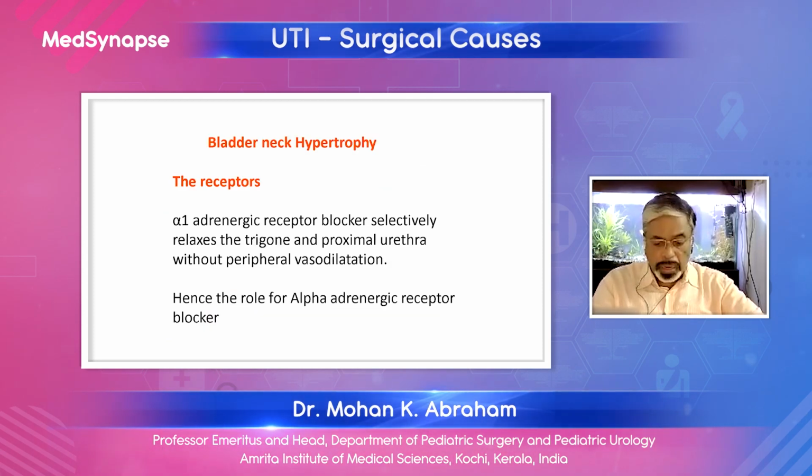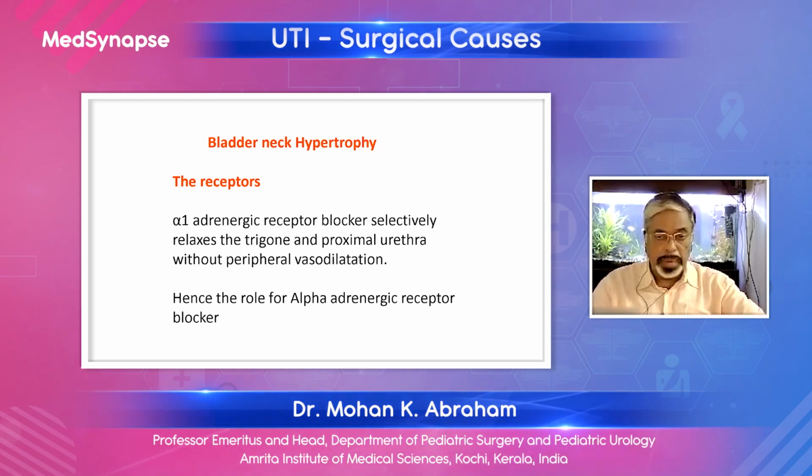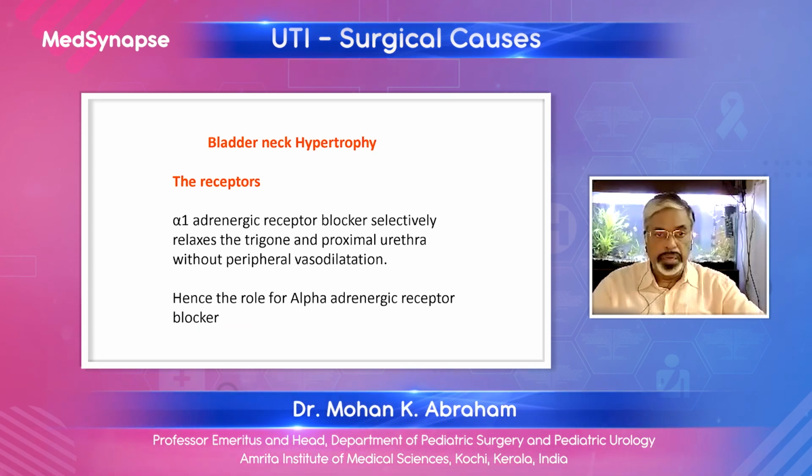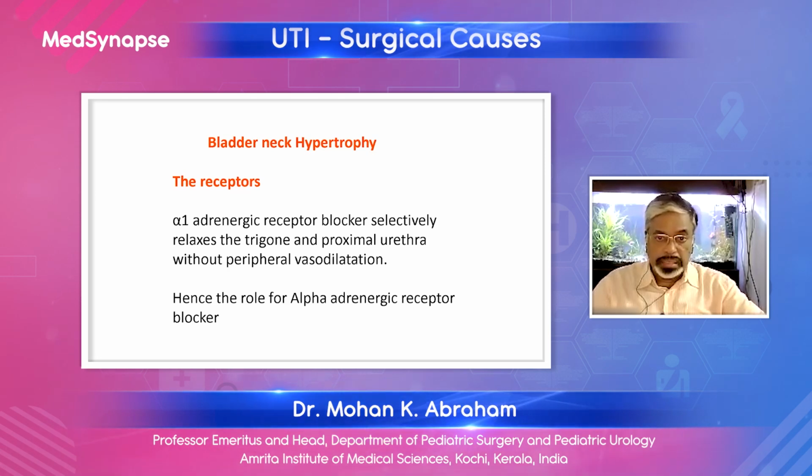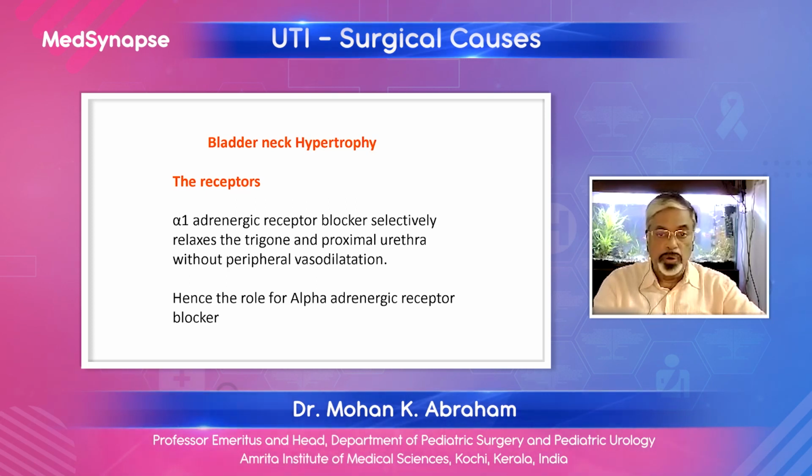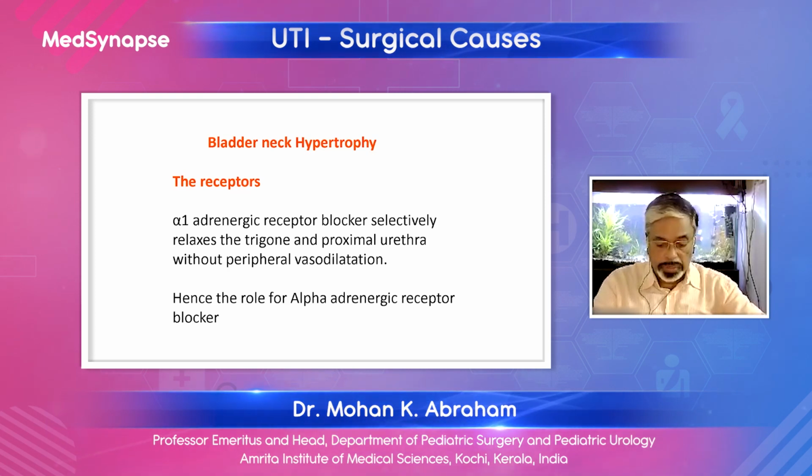You also have to take care of the alpha-adrenergic impact on the bladder, because as I said earlier, the bladder wall and the bladder neck are hypertrophic. And because of the hypertrophy, even if you remove the valve, the obstruction at the outlet continues. Now, it is the alpha-adrenergic receptor that controls the bladder neck. So if you give an alpha-adrenergic receptor blocker, it relaxes the trigone and the proximal urethra. And so the voiding becomes better and the voiding pressure becomes low, so that it results in resolving of the vesicoureteric reflux, if present, or at least upper tract dilatation.